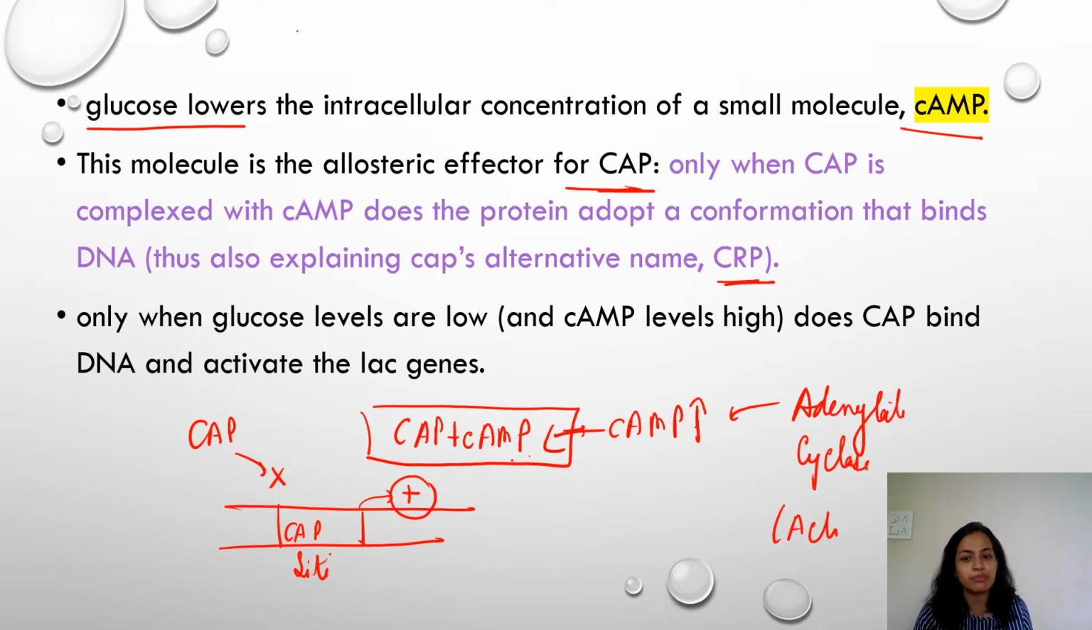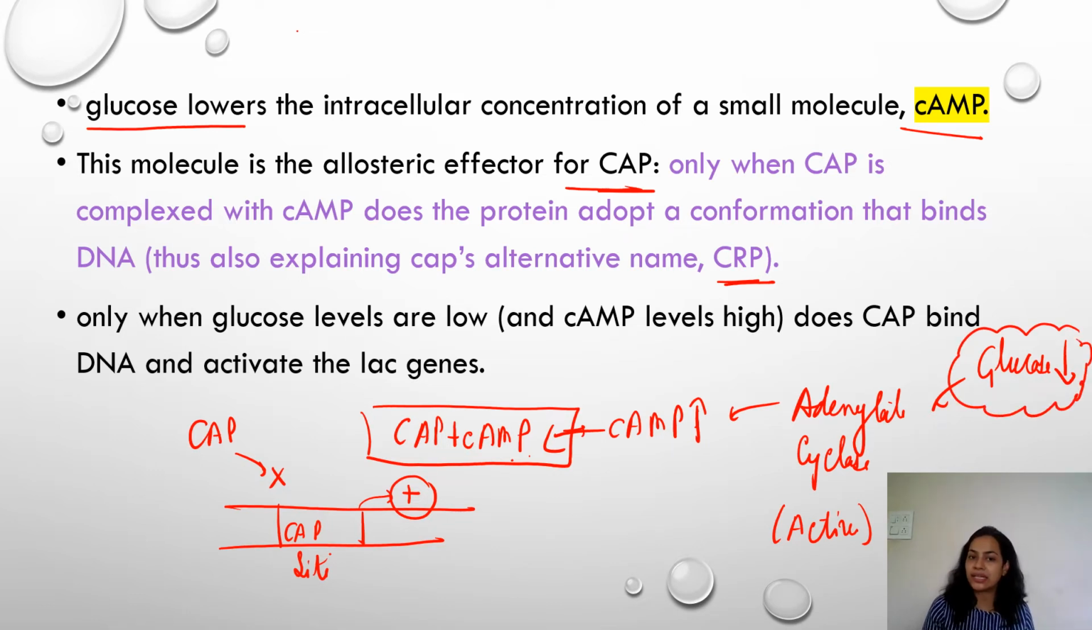And when can this be active? It can only be active when there will be low glucose. Glucose का concentration कम होगा. When there will be low glucose, only at that time this condition can be seen. So only when glucose levels are low, the cyclic AMP level will go high. Okay, and the CAP will bind to the DNA and it will activate what? The Lac genes, right? Okay.